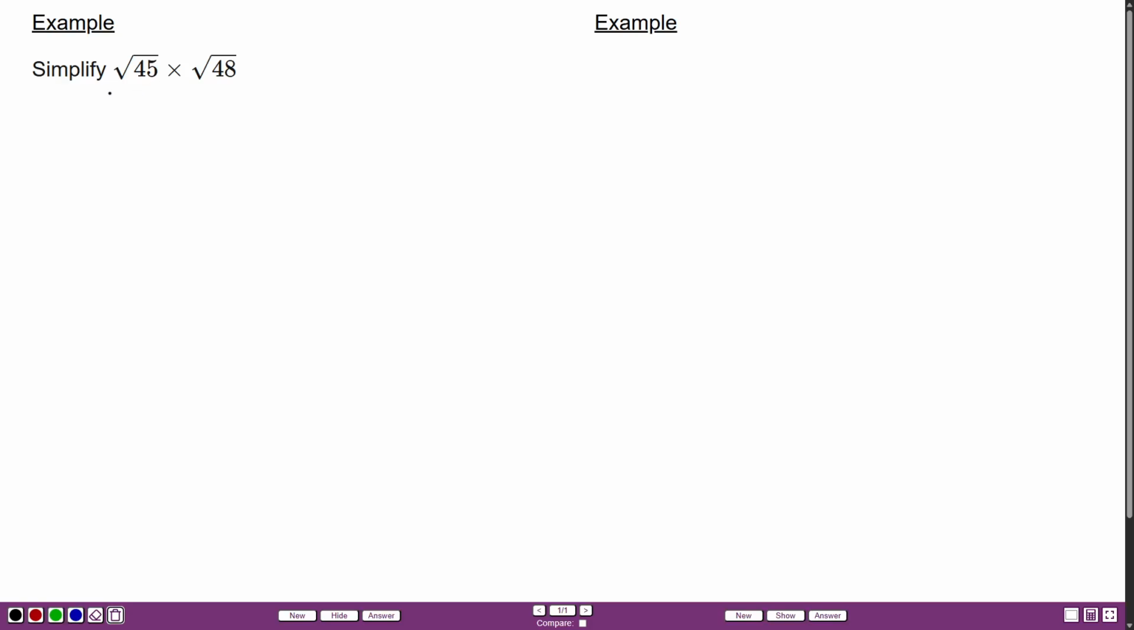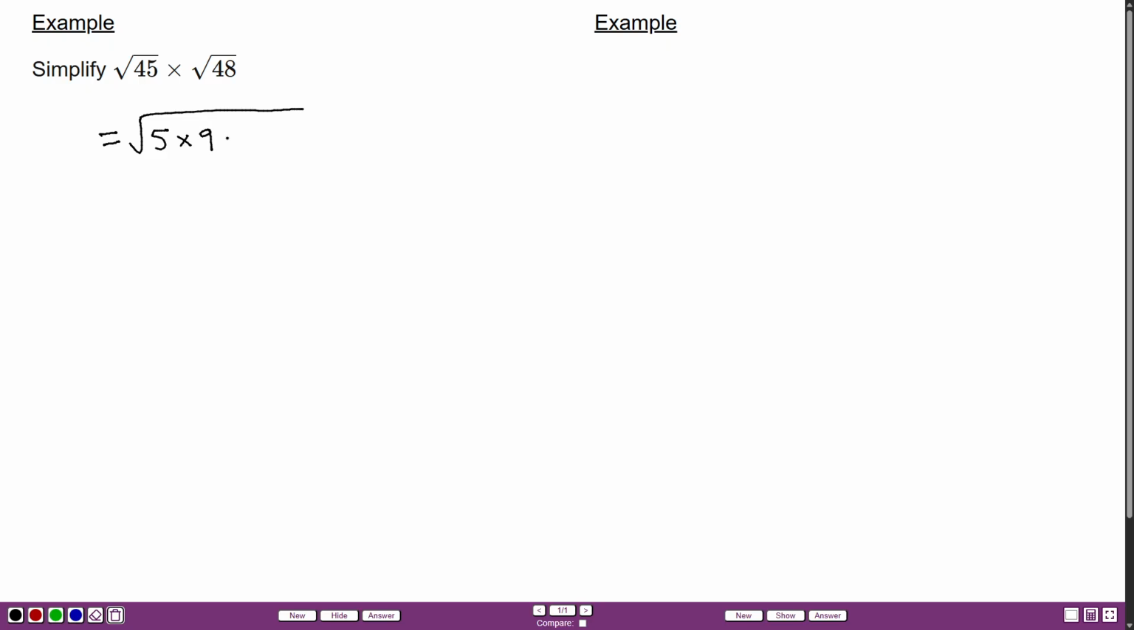Right, let's have a go at multiplying together and then simplifying these surds. So the first thing I'm going to do is break each surd down and try and pull out its square factors. Now remember, I can write the whole thing under one large square root sign if I want. So 45 is definitely 5 times by something. It's 5 times by 9.